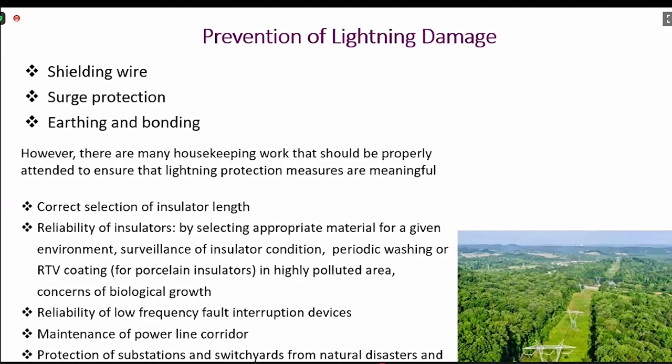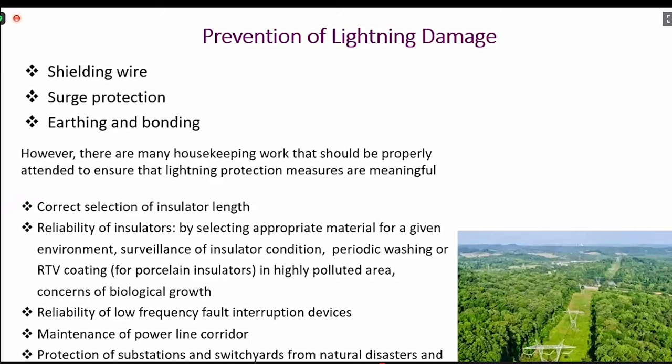There should be correct selection of insulator lengths. I'm not going to cover that part today because it does not come under lightning protection. In order to prevent nominal frequency or sustained overvoltage arcing, there should be sufficient, optimum length of insulators. Then reliability of insulators. Sometimes you have an insulator which is well calculated for the optimum value to prevent arcing. But with time, because of various reasons like high pollution, dry bands, wet bands, and so on, the insulator characteristics can change. Therefore, you should monitor the insulator conditions very carefully.